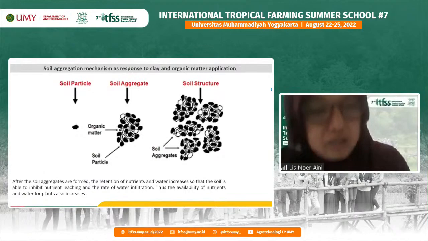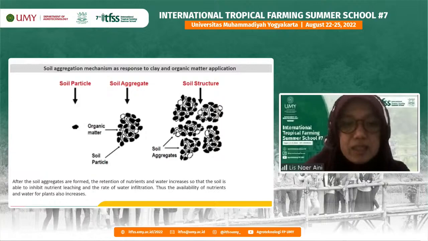Okay, in the following picture, you can see the main thing that can be done to improve the condition of the land in the coastal area is to make the soil in the area able to form aggregates. The formation of soil aggregates can be assisted by organic matter, where organic matter will bind soil particles. When the soil aggregates are formed, the soil structure will also be formed.